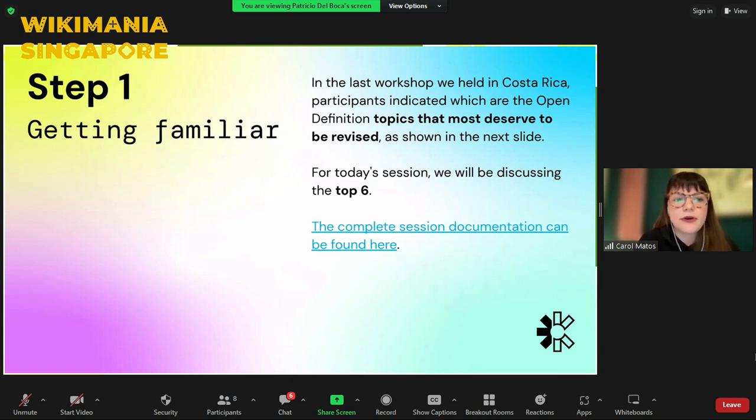Next slide. So the first step is getting familiar. At the first slide, we had a QR code, but there's a website for the open definition, the 2.1 version. In the last workshop we held in Costa Rica, participants indicated which open definition topics most deserve to be revised. And for today's session, we are going to work on the top six hot topics that they defined as the most important ones. Of course, we'll also have the opportunity to discuss a topic that's not among the six hot topics defined in Costa Rica, because this is a different time, place, and community. But the complete documentation for this session can be found in the link. We'll share this presentation afterwards so you can access all the links.